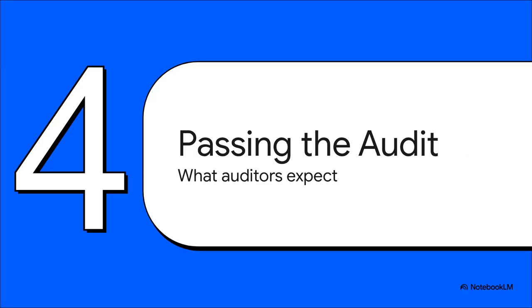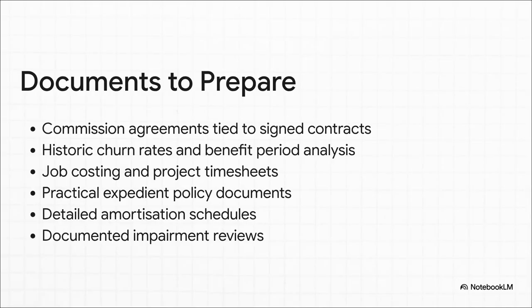And that flows perfectly into Section 4, passing the audit and what auditors actually expect to see from you. Because here's the hard truth. Correctly calculating the math in your spreadsheets won't matter at all if you can't defend the asset with proper documentation when the auditors come knocking. This is the exact evidence they are going to demand. They don't just want to see your math, they want the source truth.